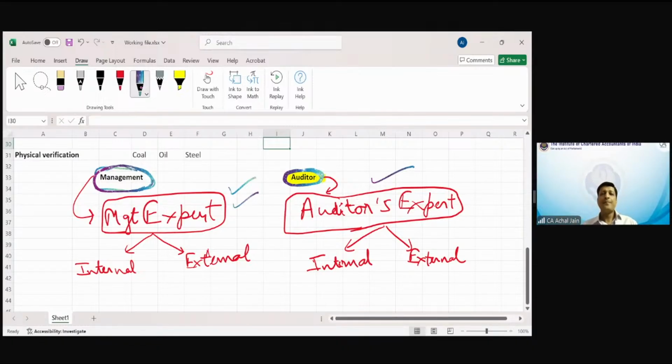Clear on this? Yeah, everyone clear? Any questions around the physical verification? Any doubts so far? Okay, so Prem is clear.